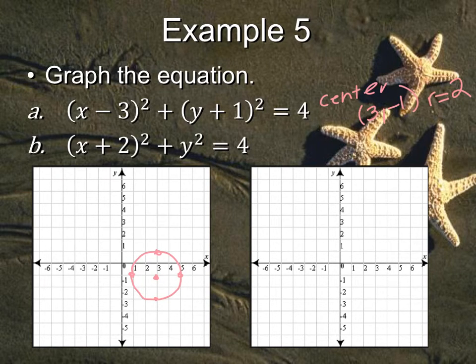Wait, how did you do the two things? So what's the center for B? Negative 2, 0. And the radius? 2. So negative 2, 0, and then I go right 2, up 2, left 2, down 2.